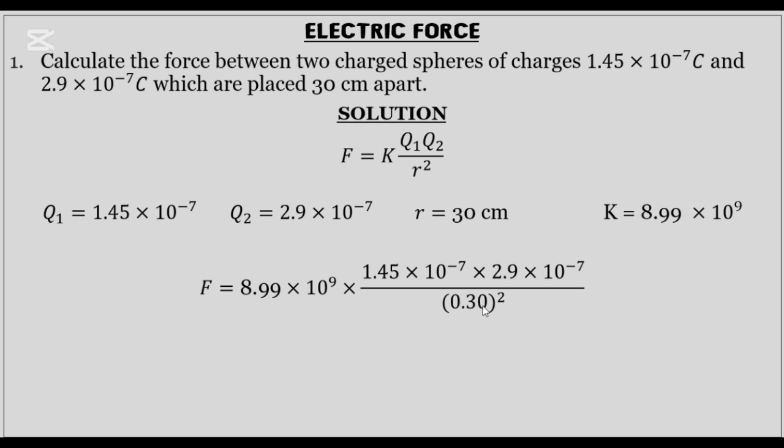Then we got 0.30. Now we simplify the fraction to make your work easy. After that, you multiply the fraction that you computed by the constant K. So the force that these charges will be exerting on each other is 0.004 newtons. The unit for force is newtons. So the force between these two charges is 0.004 newtons.